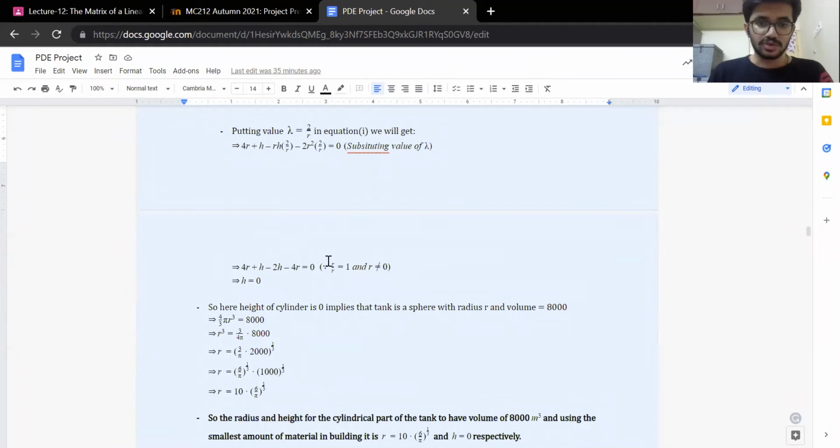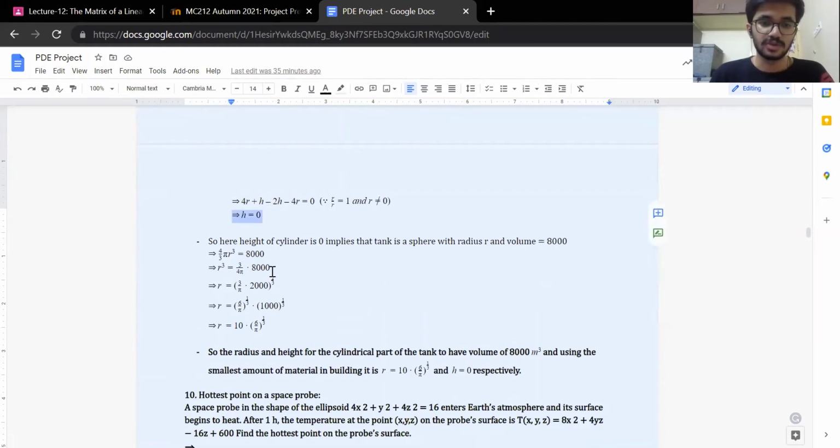H is equal to 0. We know that R by R would be 1, and R was earlier given that it can't be 0, since a cylinder can't be formed having 0 radius. So R won't be 0, and hence we can cancel out R by R equal to 1. We ended up getting that the height is 0. So actually we do not require the cylinder part. Height is 0, which means we have just ended with a sphere of radius R and volume 8,000.